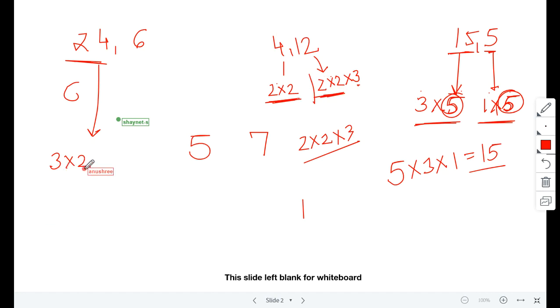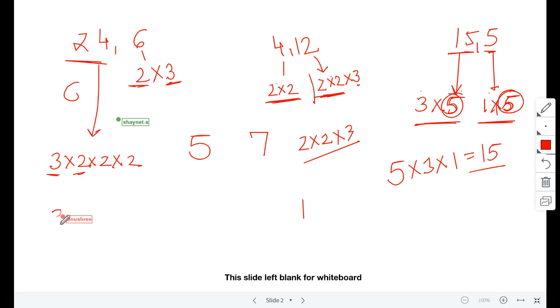3 multiplied by 2 is 6. 6 multiplied by 2 is 12. 12 multiplied by 2 is 24. These are the prime factors of 24. Is this clear? And same as that, the prime factors of 6 is 2 multiplied by 3. Now we have to look out for the common numbers. 3 and 3 common, 2 and 2 common.